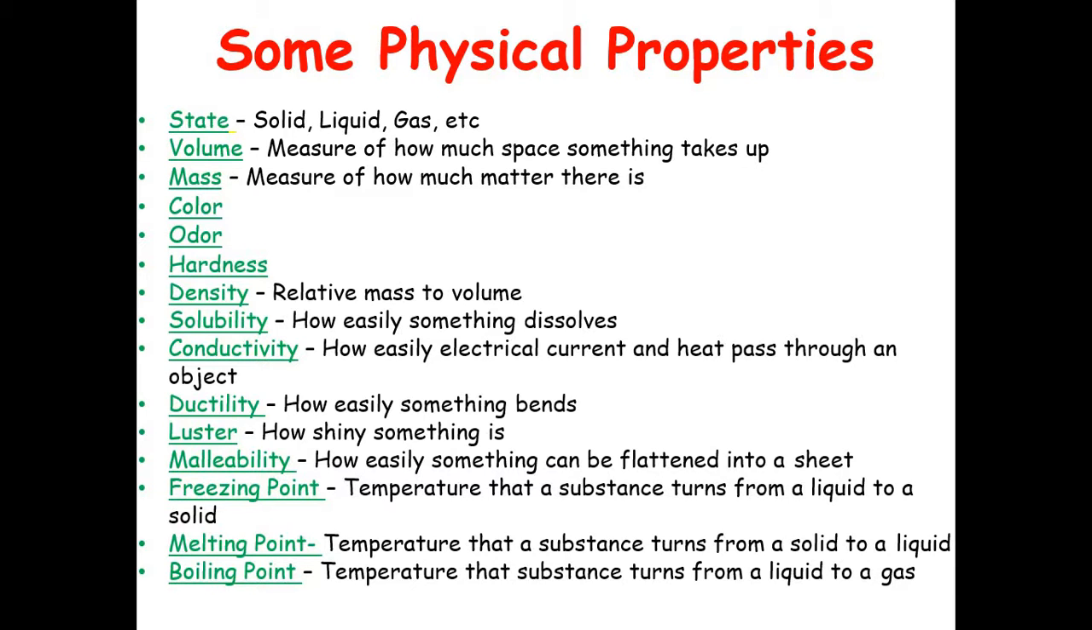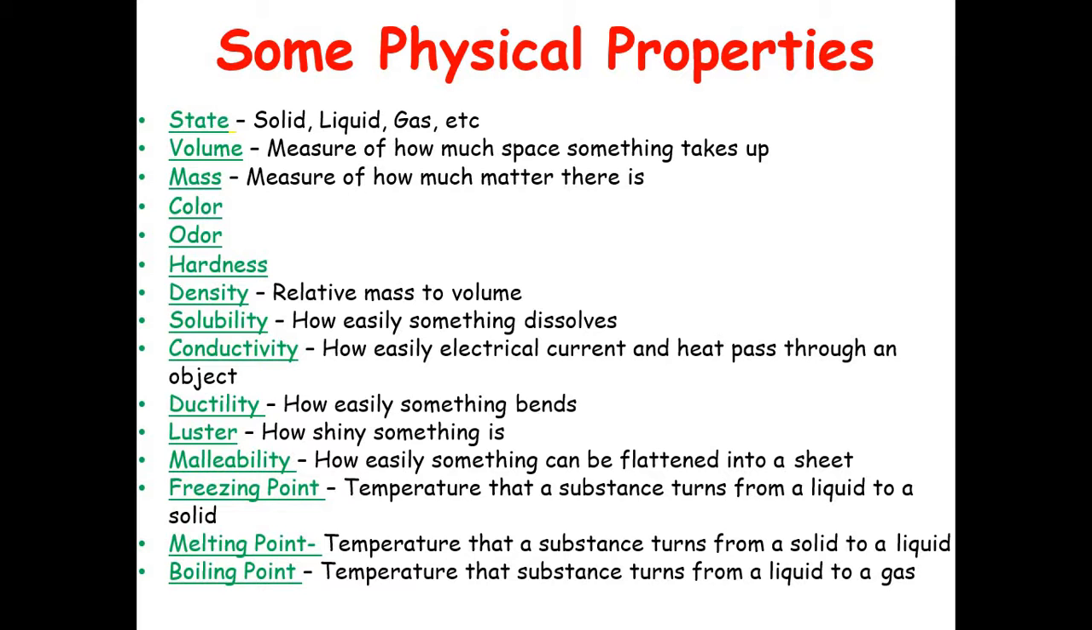Then we have luster, how shiny something is. Some substances are shiny and some are dull; some look metallic and some look pearly, so you can observe this from outside. Then we have malleability. What is the meaning of malleability? It is like ductility, but it means how easily something can be flattened into sheets. If I have aluminium as rocks from the mountains and I want to flatten or press it to make aluminium foil, we call it malleability.